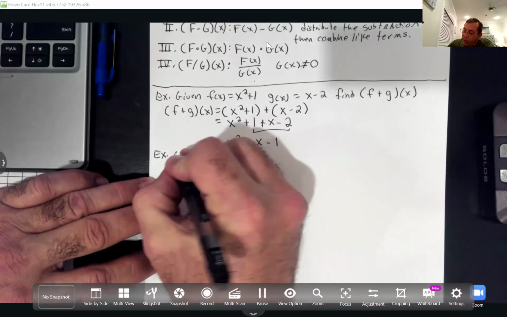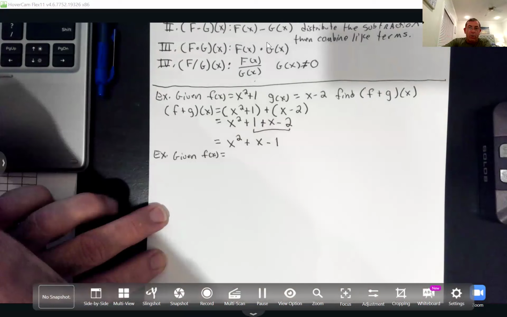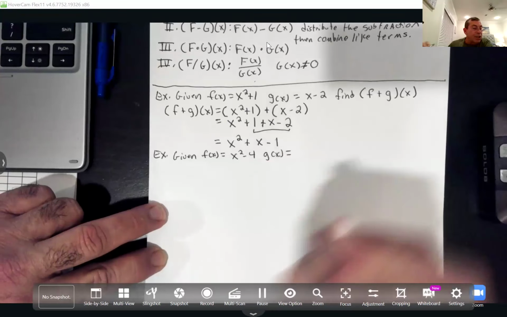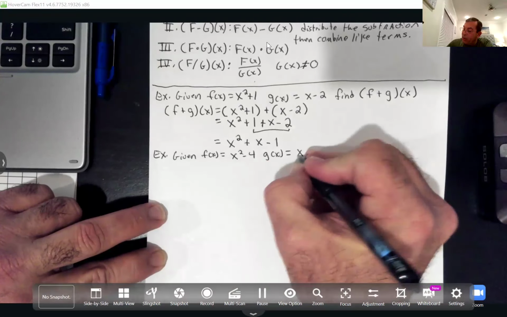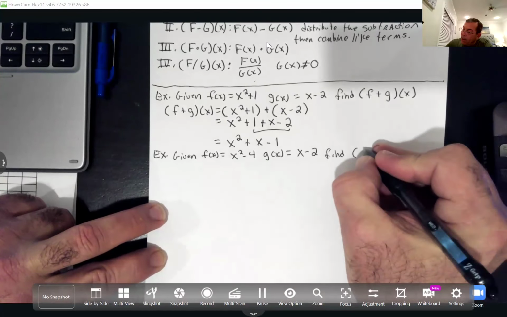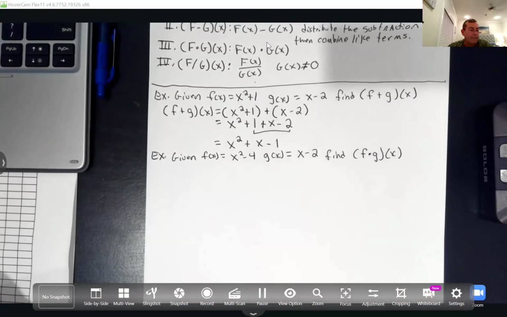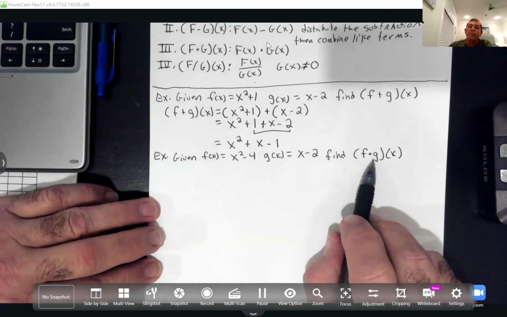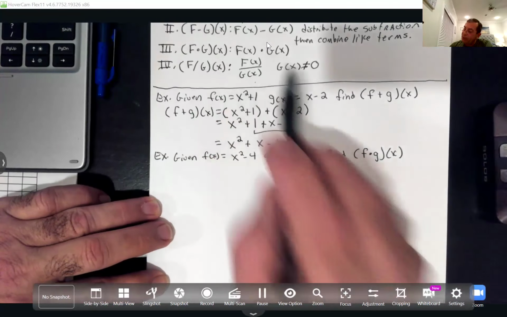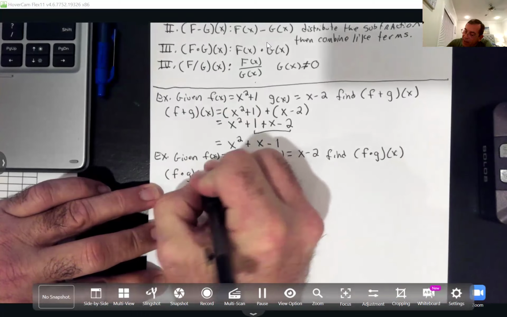All right, so number 2, we're given f of x equals x squared minus 4. G of x equals x minus 2. They want me to find f times g of x. All right, so it looks like they're wanting us to multiply these. Remember, we said up here, f times g of x was our f of x times g of x.